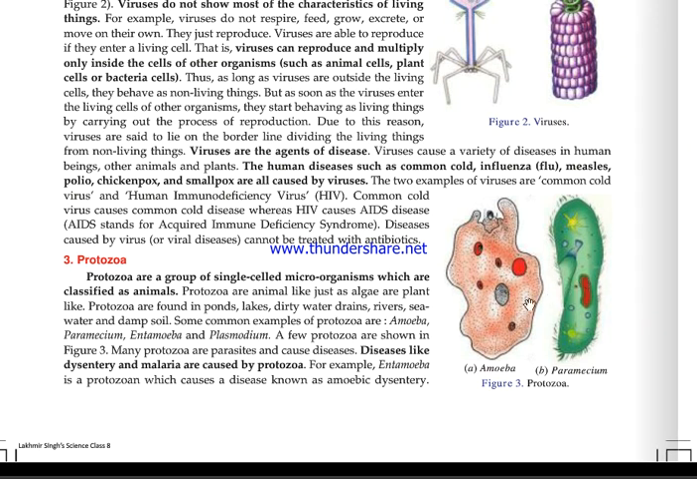Where are they found? They are found in water bodies like ponds, lakes, dirty water drains, rivers, seawater, and damp soil. Some of the protozoa are also Entamoeba and Plasmodium. They also cause some diseases like dysentery and malaria. Malaria is caused by a protozoa, and the name of the protozoa is Plasmodium. And Entamoeba causes amoebic dysentery.